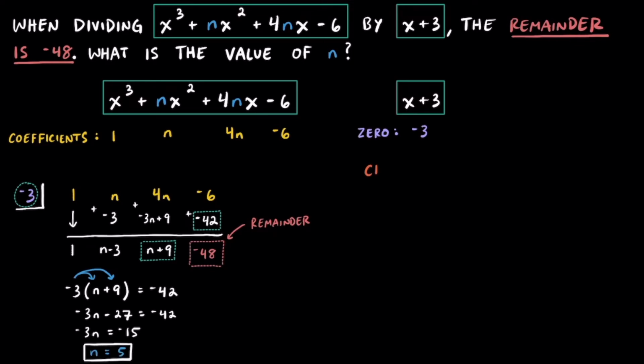So even though I think that's the right answer, let's go ahead and see if we can plug this in to check it to make sure we are correct. So we think the value for n is equal to 5, so let's plug that into everywhere where we see n and see if we do get a remainder of negative 48.